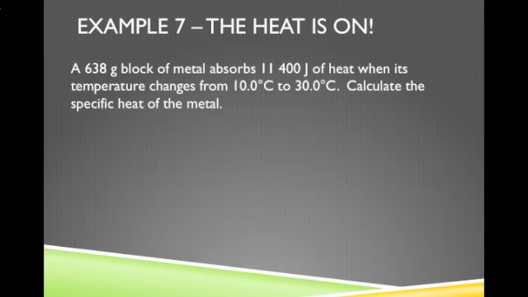This very first one, I'll let you read it. 11,400 joules of heat. We're changing the temperature, okay? And we've got the mass. We want to know what is the specific heat. So we're going to start by writing the formula. In this case, we are solving for specific heat. We are solving for C.